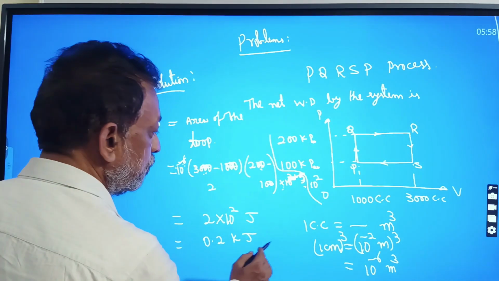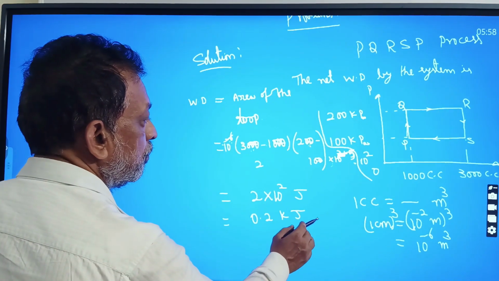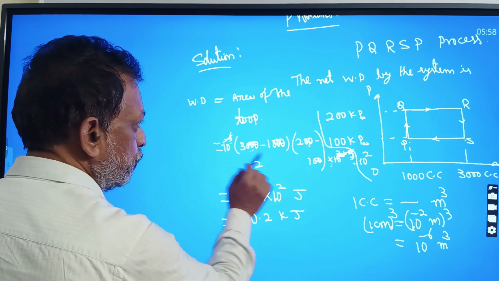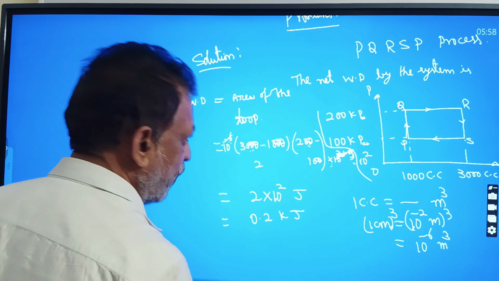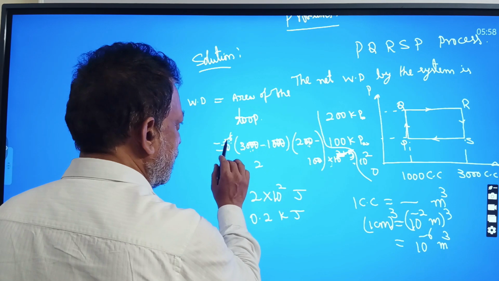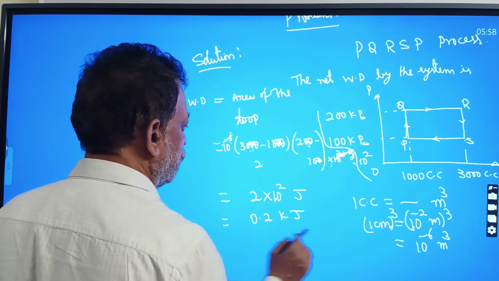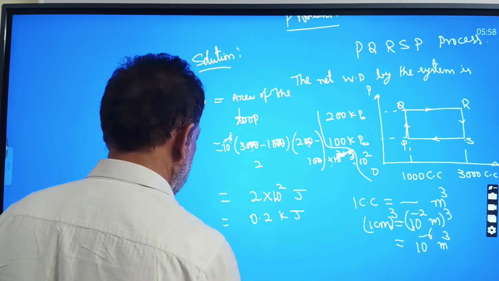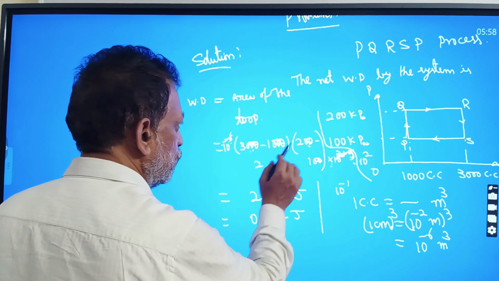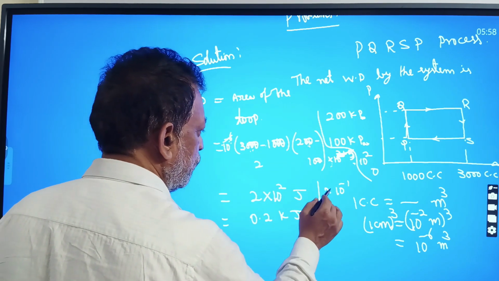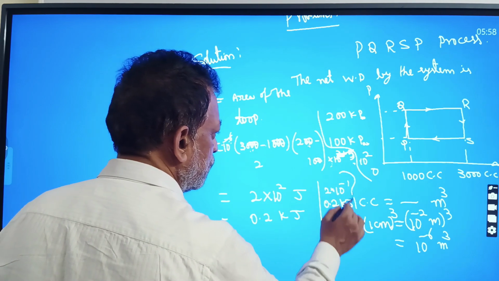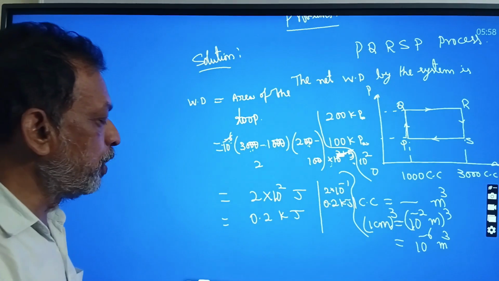Are you understanding? So once again we check it ourselves. This is 10 cube, 10 square, 10 to the power of 5. I will keep kilo aside. Minus 5, minus 6 plus 5, minus 1. No need to worry about it. This is minus 1, so 10 to the power of minus 1. So 3 minus 1 is 2. 2 minus 1 is 1. So 2 into 10 to the power of minus 1. That is 0.2 kilojoule. Either case, 0.2 kilojoule.